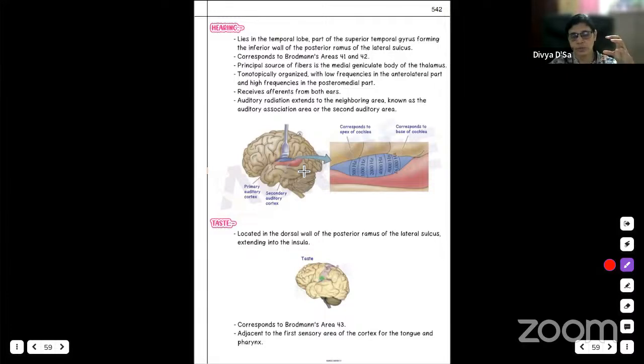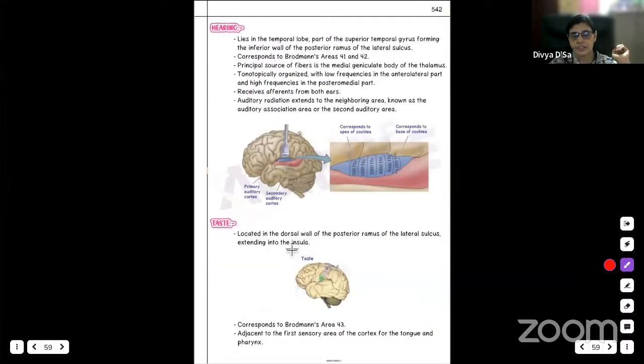Now, what does area number 22 do? When we hear a sound, what that sound is and where it is coming from, whether it is the sound of the fan, a drum, or some bell ringing, we are able to identify because of the auditory association area. It tells us, with our previous memory, this is the sound of the bell, this is the sound of the fan. Understand? So that is what it is.